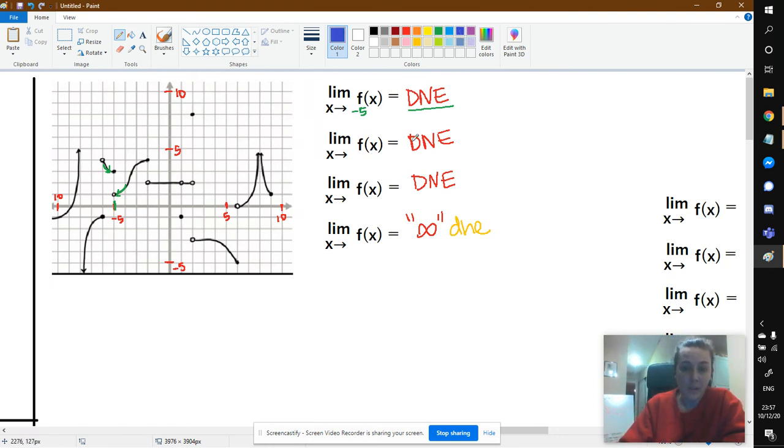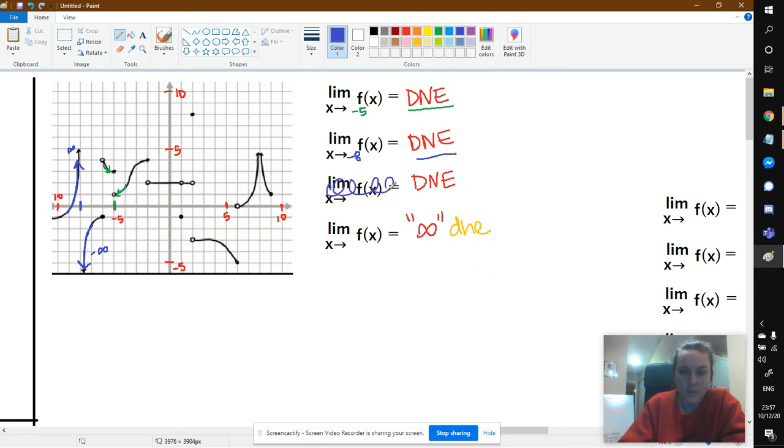Another place where it doesn't exist is at -8. That is because on the left-hand side, it's approaching positive infinity, and on the right-hand side, it's approaching negative infinity. Those two numbers don't match up, so it does not exist.